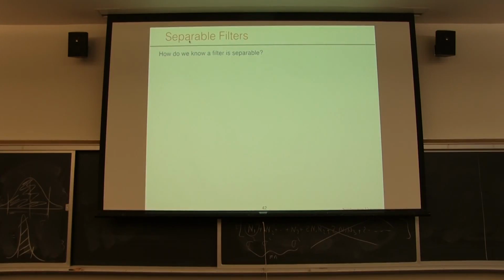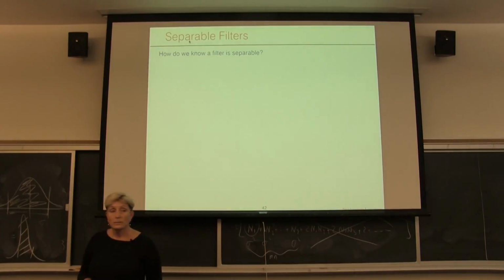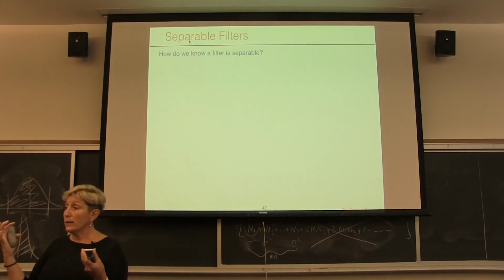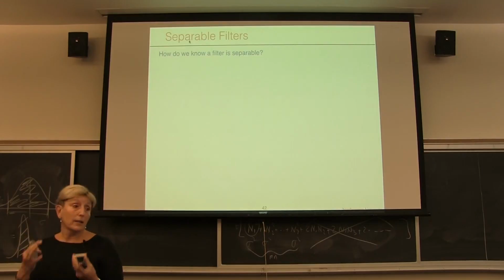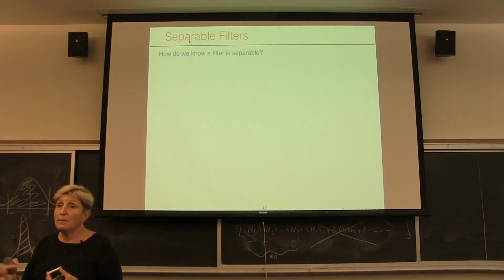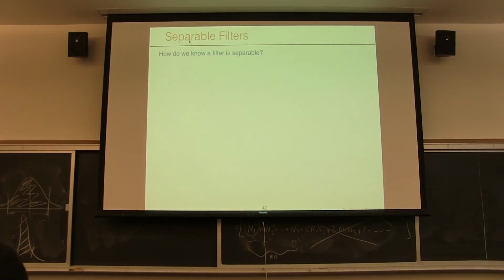How do I know a filter is separable? I can look at it, and by inspection, if I can separate the variables, like I just did with the Gaussian, then I know it's separable. But in general, I would like to have some way that I could program to tell whether the filter is separable or not.